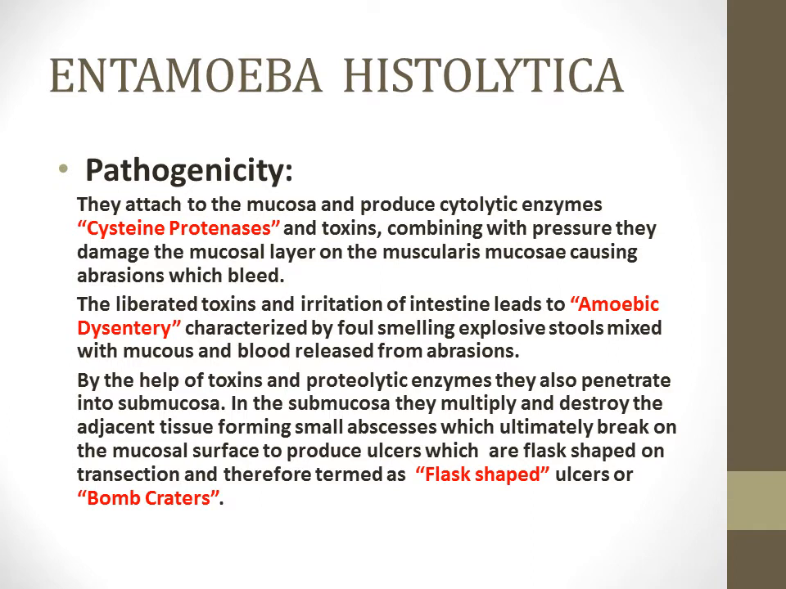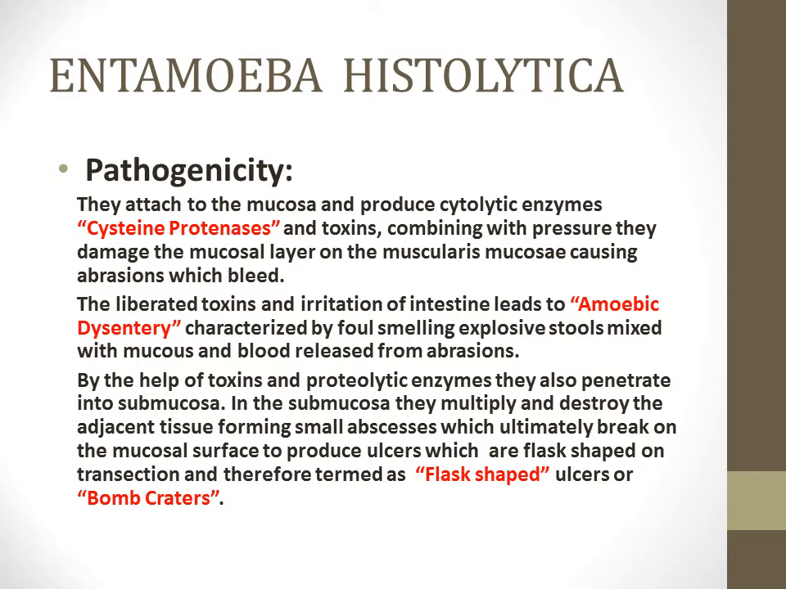The pathogenicity, how they cause the intestinal lesions: they release certain enzymes and toxins, the cysteine proteinases, that along with pressure damage the mucosal layer on the muscularis mucosa, causing abrasions which bleed. So the liberated toxins lead to amoebic dysentery, which is the foul smelling passage of stools along with blood and mucus with abdominal pain.